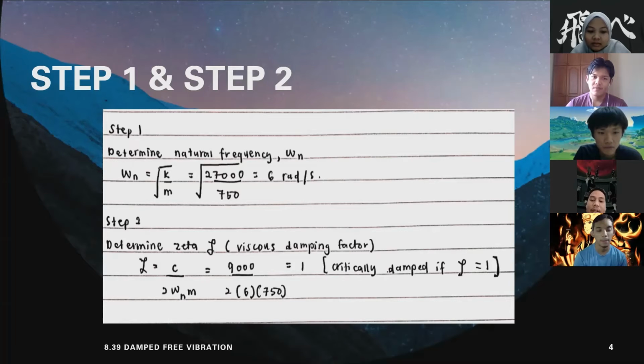So we get the natural frequency, and for the next step, we find zeta, which is equal to c over 2 times the natural frequency that we found in the first place. So we get 9,000 over 2 times 6 times 750, and we get 1. When we get 1 for zeta, it is automatically critically damped. Thank you. That's all for me. I will pass to the next presenter.